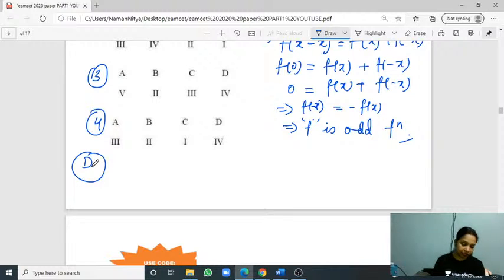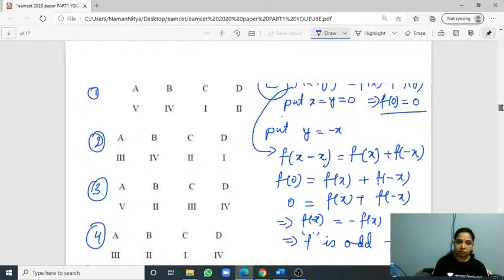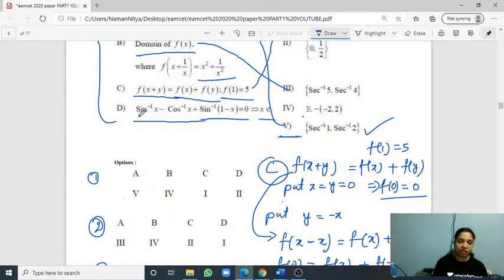So what will D be? How to solve? Obviously we have to use inverse functions, trigonometric inverse functions. So what is given here? Just see once. Sine inverse x minus cos inverse x plus sine inverse 1 minus x equal to 0. So what I am doing? I am taking cos inverse x to the right hand side.